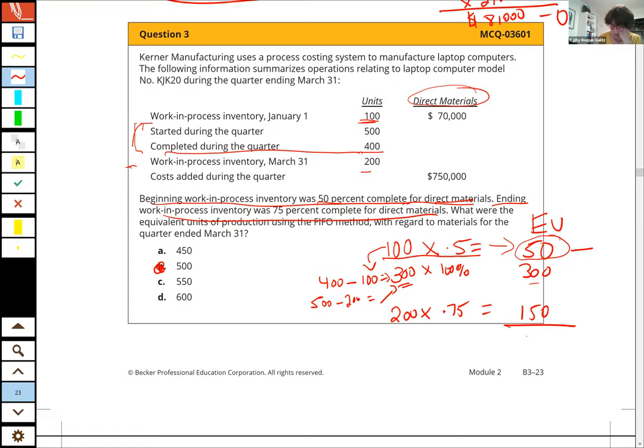Yeah, I just got confused about the opening direct materials. Okay. Well, under FIFO, you only give yourself credit for the work you did this period. Under weighted average, you pretend like you did all that work this period. Yeah. Okay.